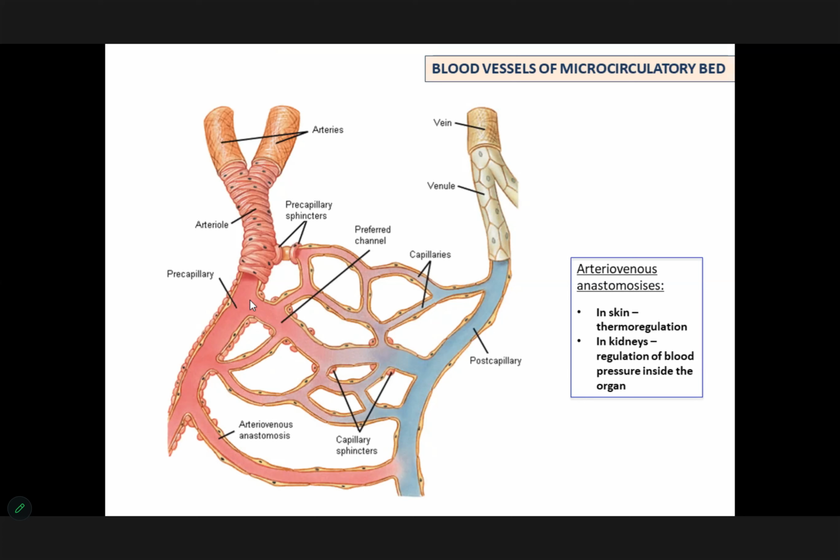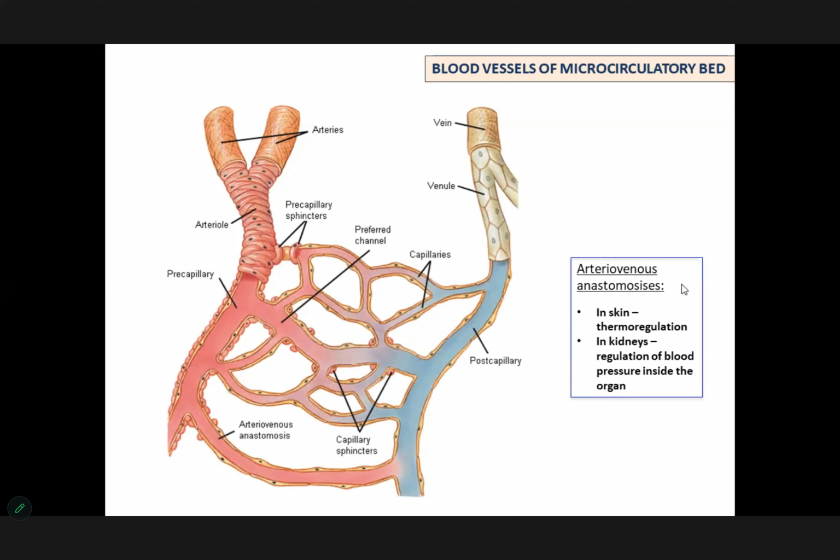And when the blood passes through the capillaries, in this picture its color changes from red to blue. It means that blood loses oxygen and becomes venous blood. But when the blood goes through the anastomosis, the gas exchange doesn't exist here, and the blood which enters the venule has a high amount of oxygen.